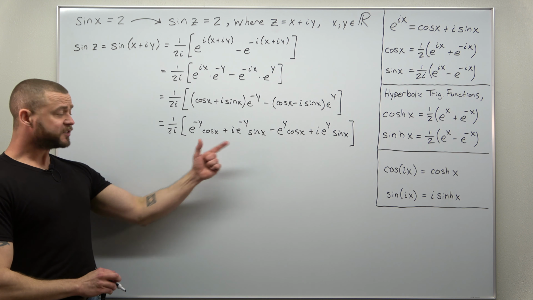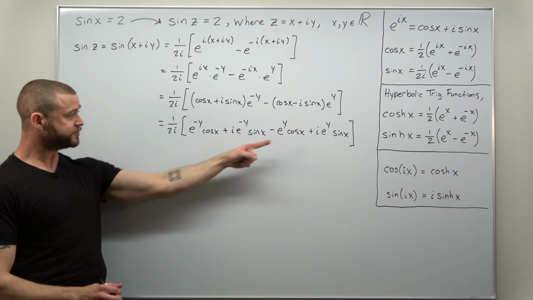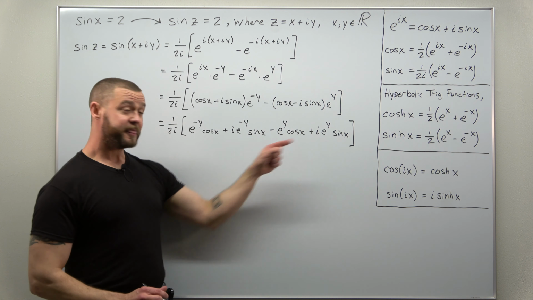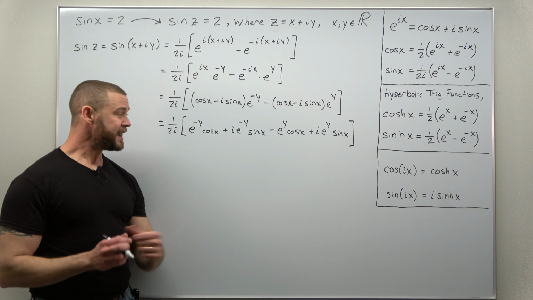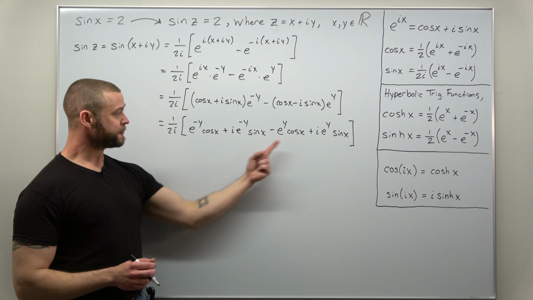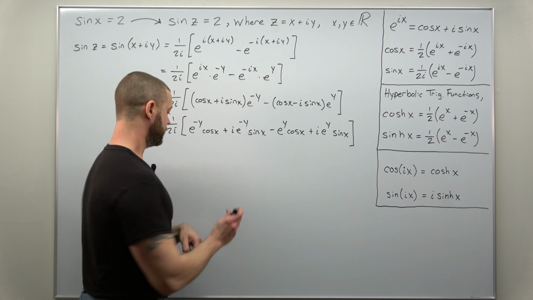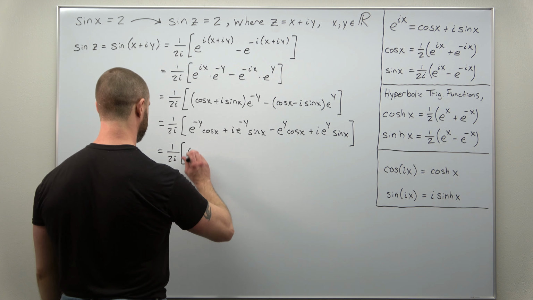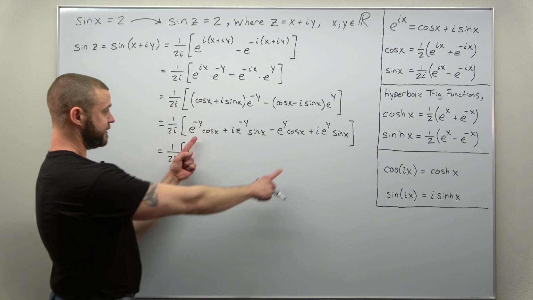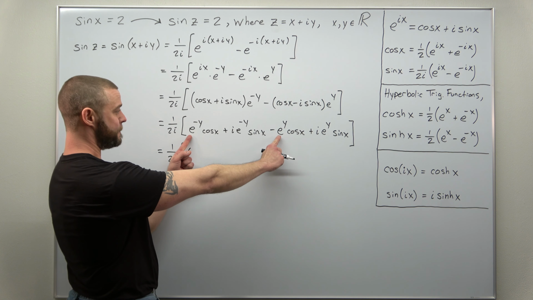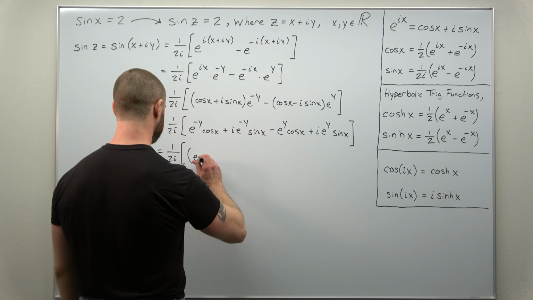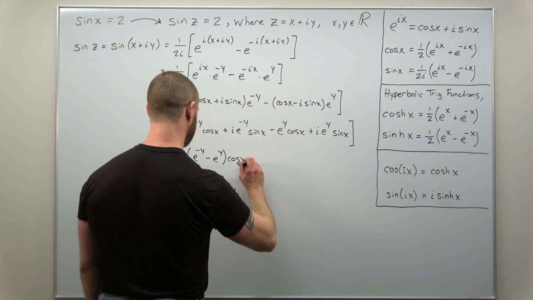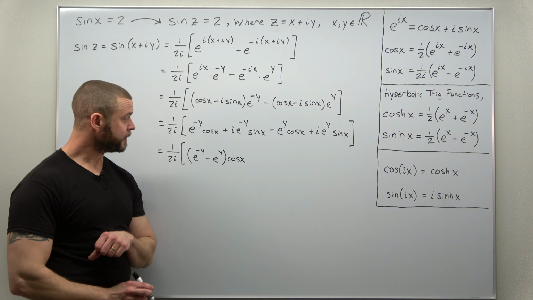We're going to notice in the brackets, we have two types of terms, those with cosine of x, the first and third terms, and we have sine of x terms, the second and fourth terms. Let's go ahead and factor out cosine of x, and then factor out sine of x. We're going to keep our 1 over 2i factor out front. If we factor out cosine of x, looks like we should have e to the negative y minus e to the y. And that is multiplying cosine of x, since we factored that out.